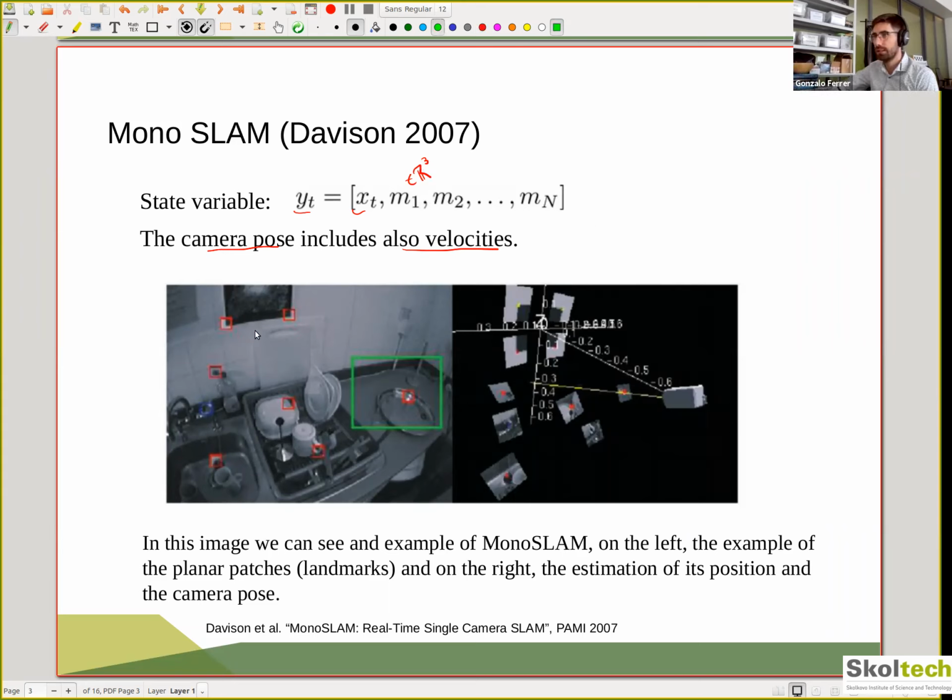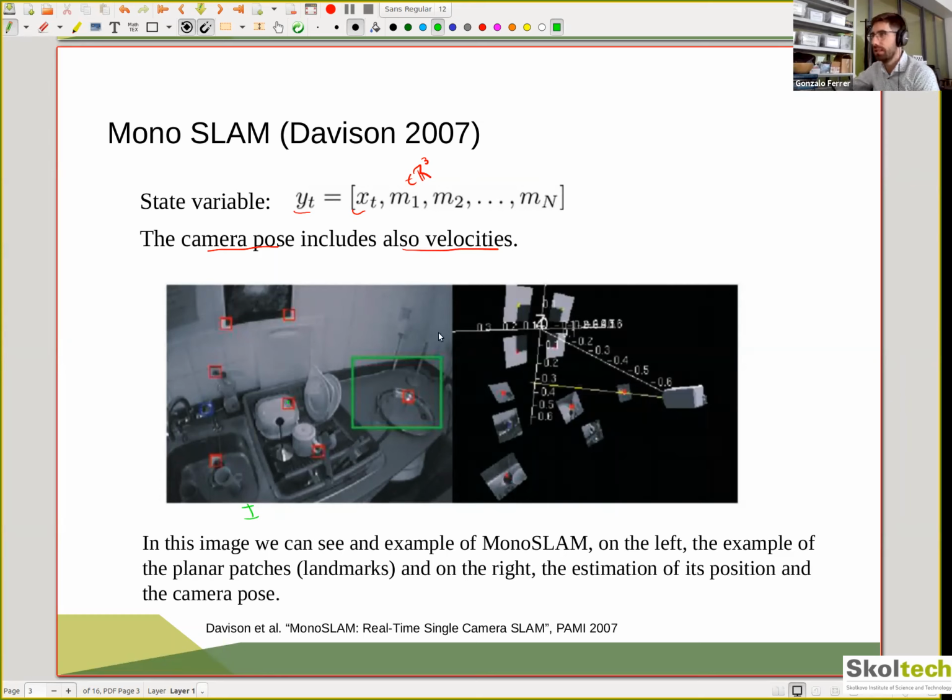In this case, we see the image. We are seeing these detected patches. I'm not going to go into the procedure for doing this. Now we have better tools for doing this than at that time, but still it was very impressive. So just with simple patches, you see here there's a corner, all these patches correspond to, let's say, salient points in the image.